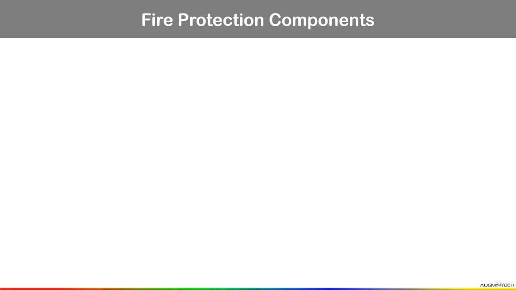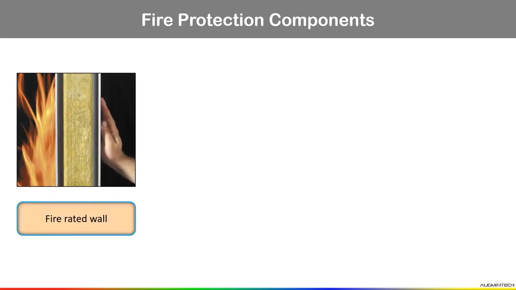Fire protection components. What is the purpose of these fire protection components? The basic purpose is to protect building occupants and minimize the damage associated with fire. Here we have different types of fire protection components. First is the fire rated wall. Why are we using a fire rated wall in our building? Because it prevents the spread of fire, smoke and harmful gases across the wall in the event of fire.